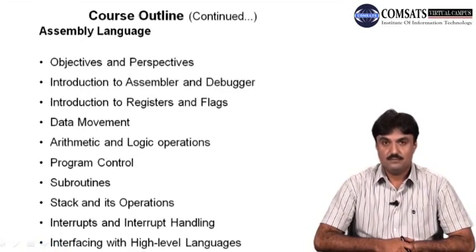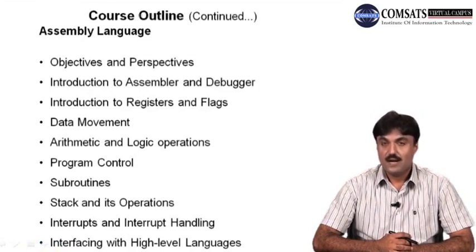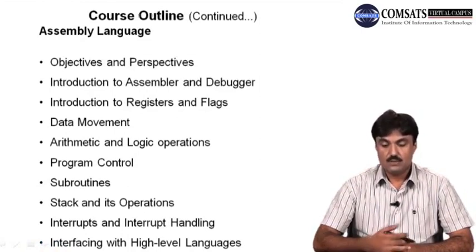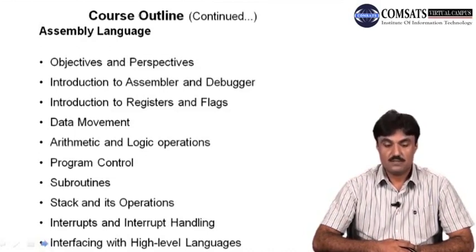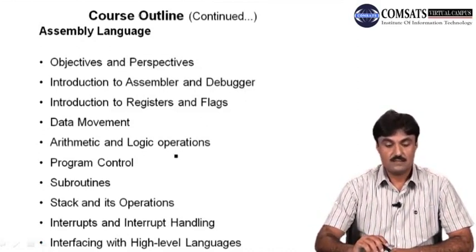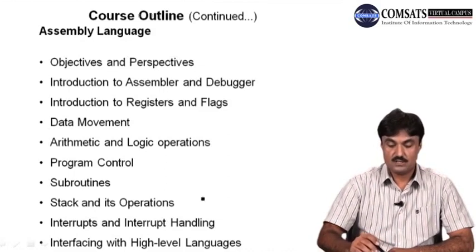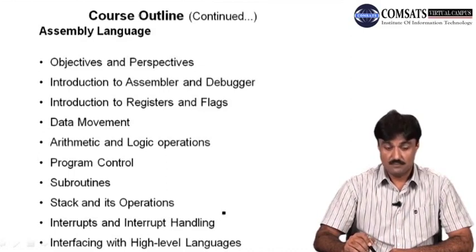Now the next section, which is related to the previous section, is assembly language. In assembly language, these are the course objectives: what are the objectives and perspectives of assembly language, introduction to the assembler and debugger, introduction to registers and flags, data movement instructions, arithmetic and logic operations, program control or program flow control, subroutine instructions, stacks and operations during the program, interrupts and interrupt handling, interfacing with high-level languages, etc.